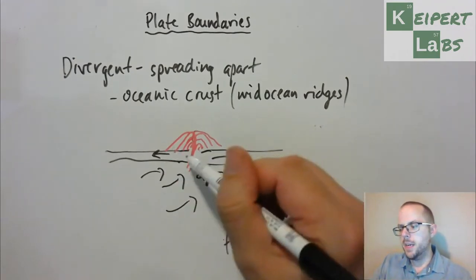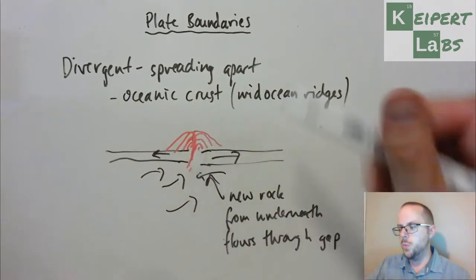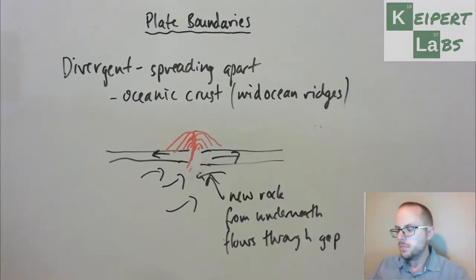And so what that does is that we end up with these deposits, these new underwater ridges of rock that form at these plates where these gaps are happening.